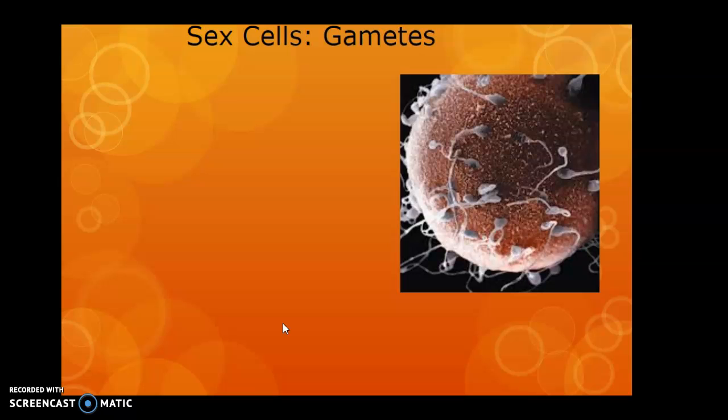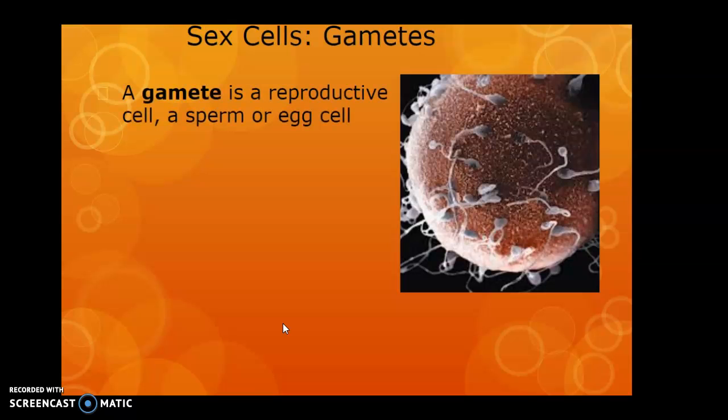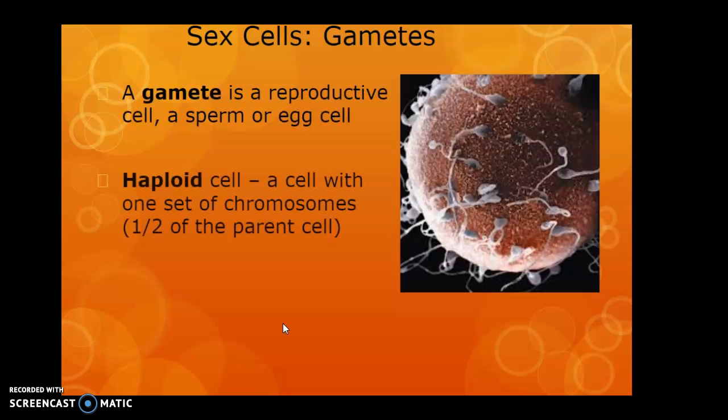The cells that are made are specialized sex cells called gametes. In mitosis, we divided cells and made new cells that are called daughter cells. In meiosis, we're producing new cells that are called gametes. Gametes are reproductive cells. Sperm and egg cells are examples of gametes. And gametes are always haploid.